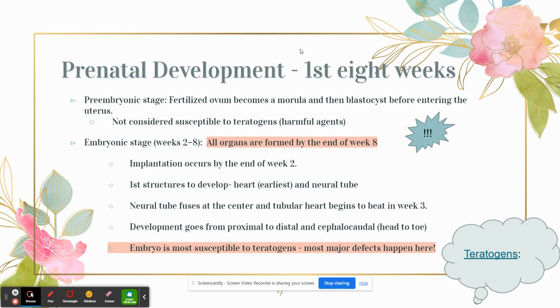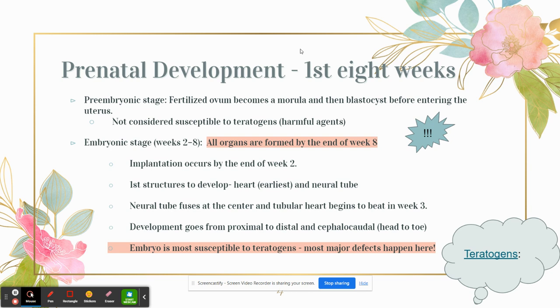It's not considered to be susceptible to teratogens because there is no interface for those teratogens to come through and harm that embryo. There's no transfer of those agents. If something does go wrong in this phase, it's usually because of a genetic defect that was part of the inherent design of that human.